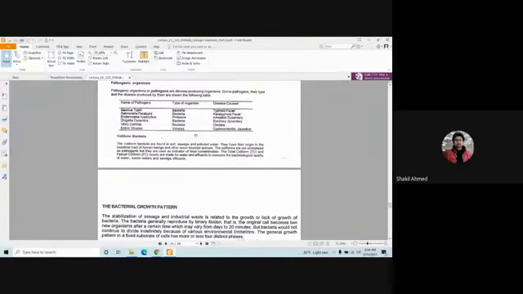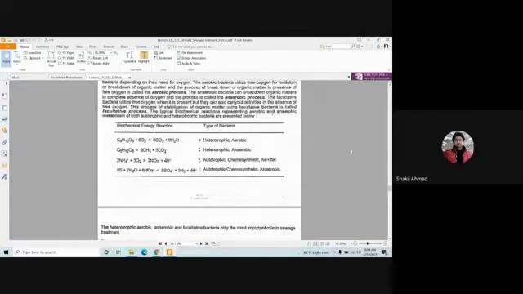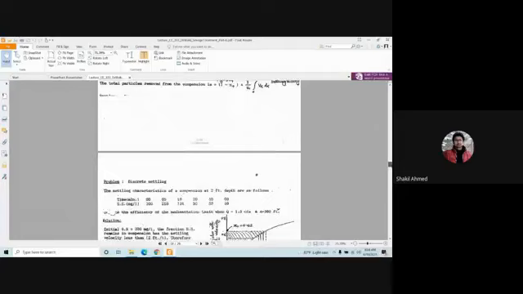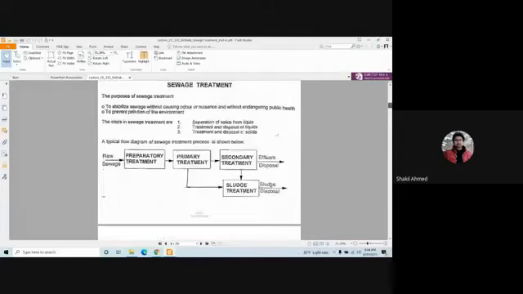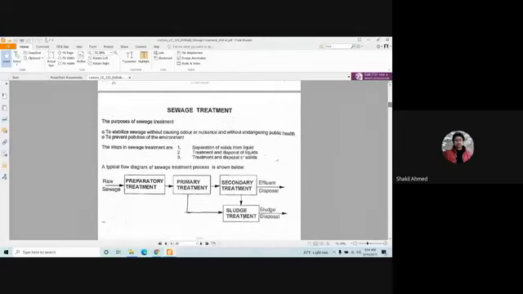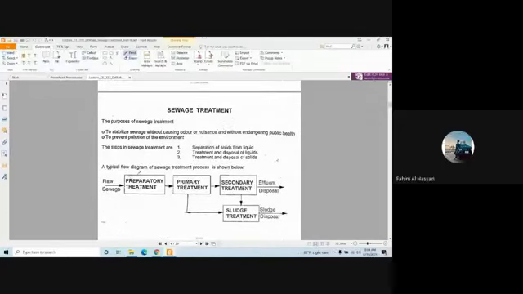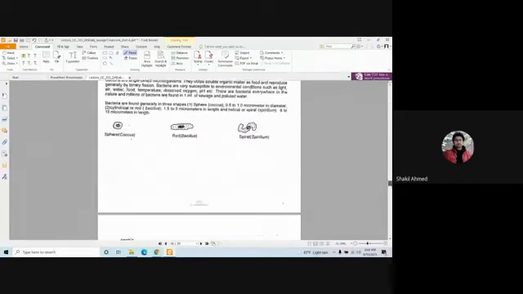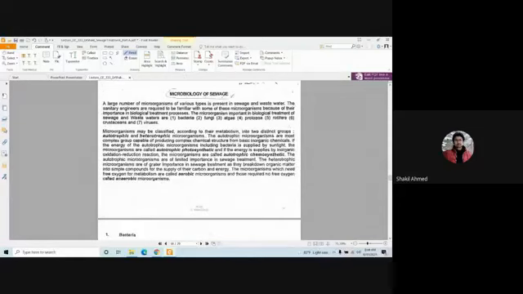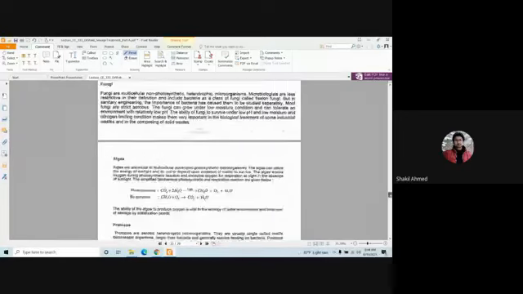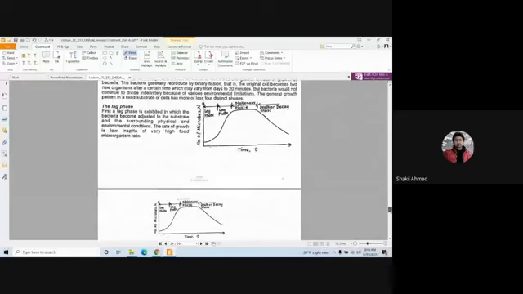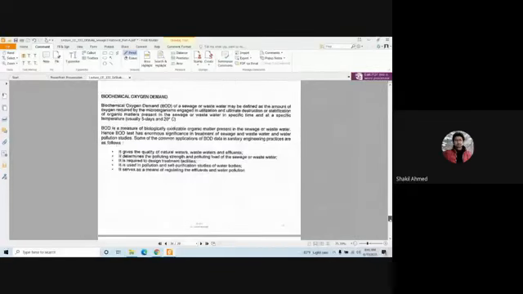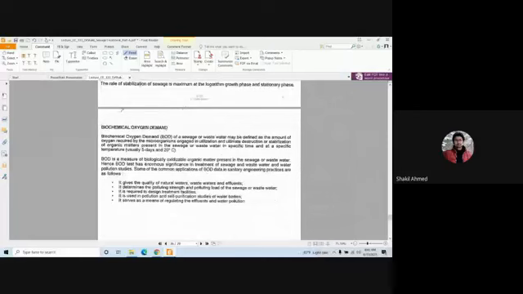So, in our last class, we discussed sewage treatment, different sewage treatment options, right? And then we discussed the microbiology of sewage, and then we discussed the bacterial growth pattern. Now today we'll discuss from here, that's biochemical oxygen demand.